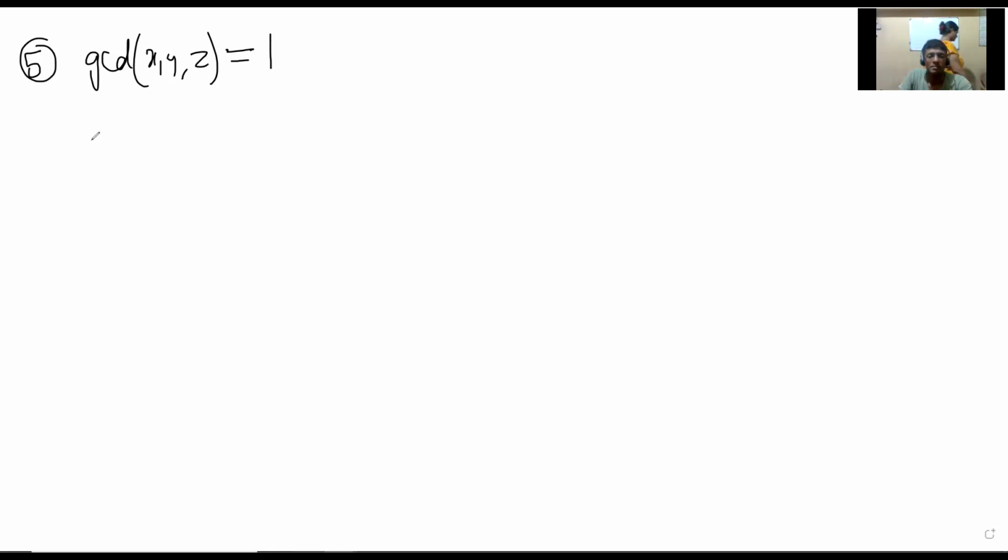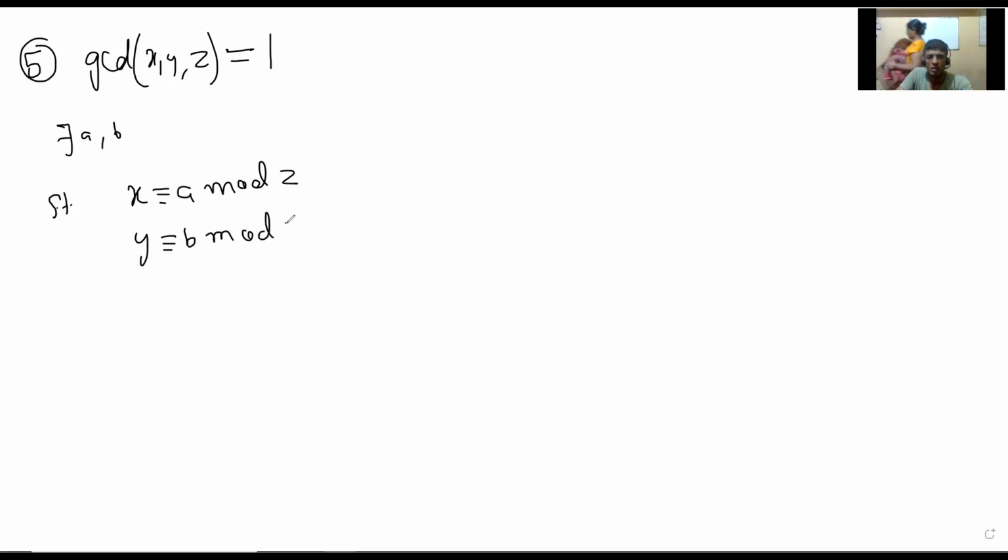Okay, so maybe I had A, B, C there. Anyway, now I want to say that there exist A and B such that x is congruent to A mod z, and y is congruent to B mod z. So take something which leaves the same remainder as y when divided by z, such that A and B become coprime.